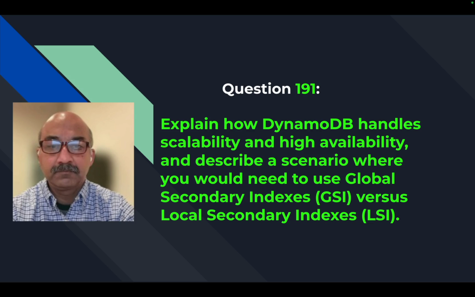And the question today is, explain how DynamoDB handles scalability and high availability, and describe a scenario when you would need to use a global secondary index versus a local secondary index. Those are two different index types that DynamoDB offers. They're drastically different, so you need to know what applies when, right?